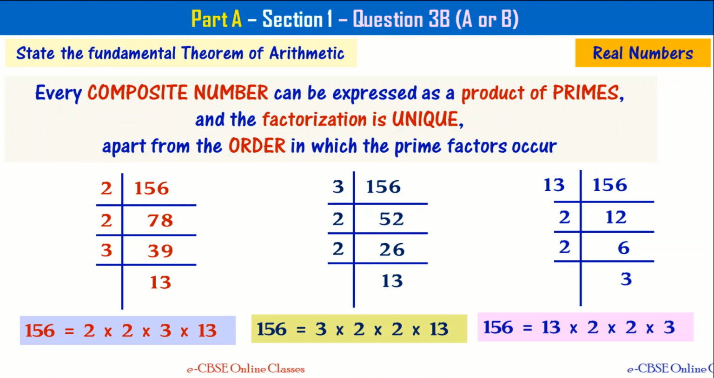This is exactly what the fundamental theorem of arithmetic means. Every composite number can be expressed as a product of primes, and the factorization is unique. In this particular case, 2, 2, 3 and 13, but their order can be different.